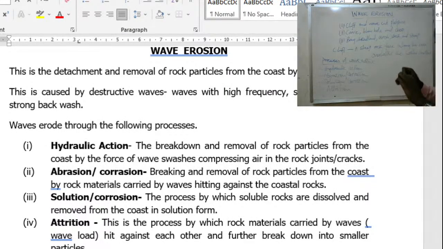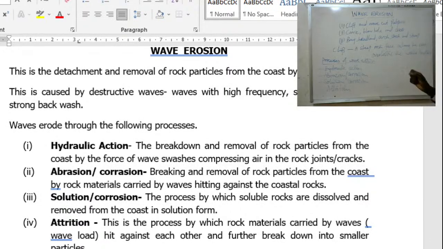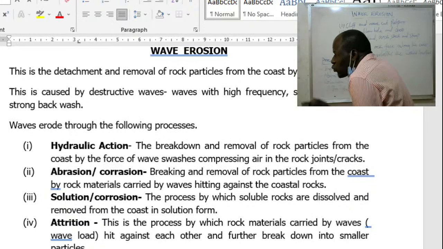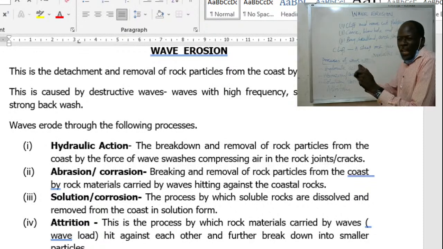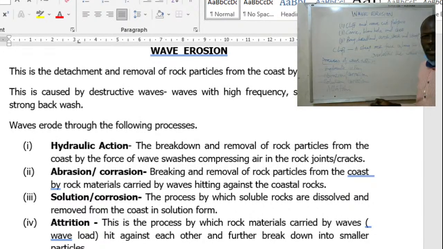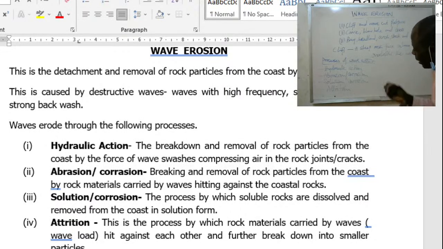So the swash comes with rock particles in it, and it throws those rock particles onto the coast. Those rock particles that the swash is coming with will again hit the coast and break other rock particles from it. So that's what we call abrasion or corrasion. The wave or the swash is using the rock particles as an eroding tool. Those rock particles act as hammers, hitting the coastal rocks and breaking other loose rock particles from it, which will eventually again be taken by the backwash. So that gives us a process that we are terming abrasion.